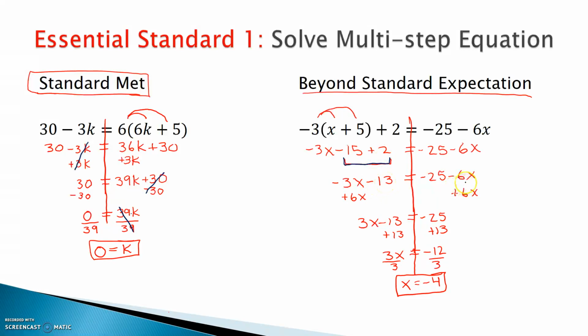Now, how do I get my variables on the same side? So notice again, I have this guy here, this guy here. I want to get them on the same side. So what I did here was I said, hey, let me kick over the minus 6x by saying plus 6x. Of course, these canceled out. Negative 3x plus 6x is 3x.